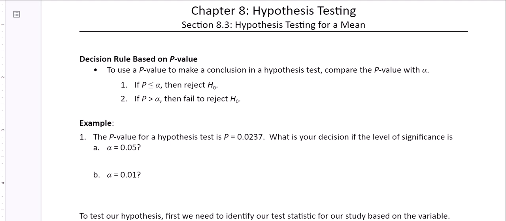Hey everyone, in this video we're going to continue our study of hypothesis testing. In this section we're going to cover hypothesis testing for a population mean using p-value. So finding the p-value is how we decide whether to reject a null hypothesis or fail to reject a null hypothesis. And just to remind ourselves, p-value is the maximum probability of making a type 1 error.